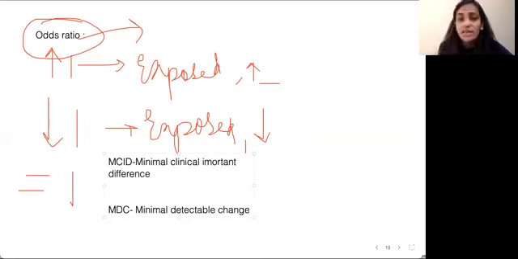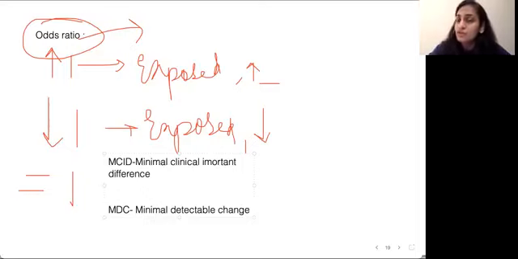So MDC is not something you use clinically. It is all related to your statistics. The minimal statistical difference that you have is called a minimal detectable change. Okay, that's after doing a study. But MCID is what you see in the clinic. So when you work on a patient, the difference that you see clinically is going to be your MCID. Okay, so know this: what is MCID and what is MDC. This much is enough. You just need to know what it is.